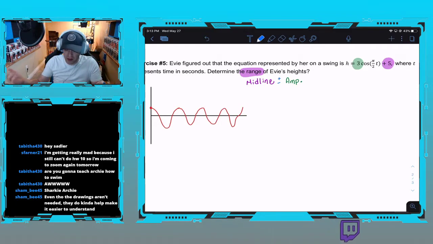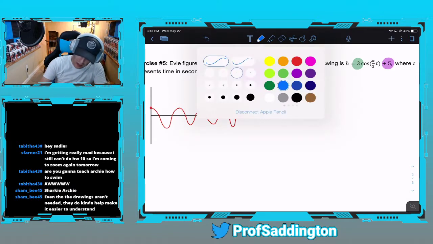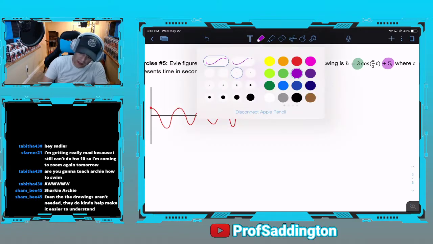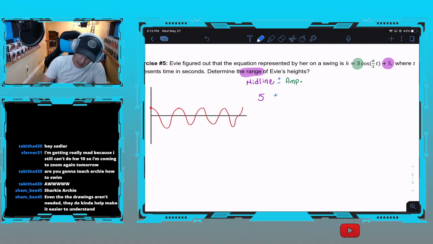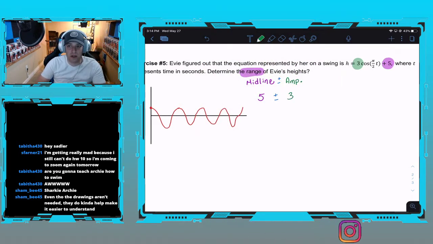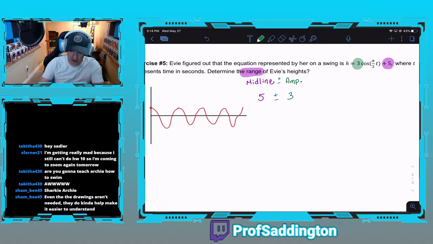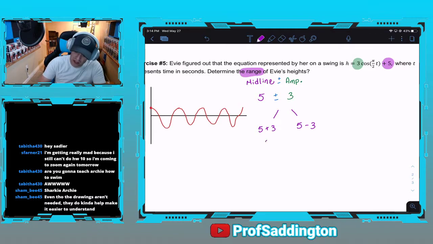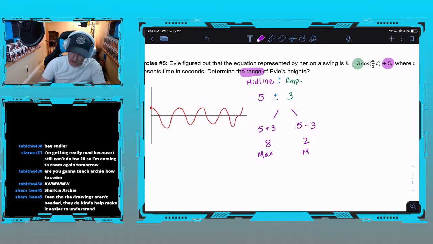So now that I have that, what I'm going to do is just plug in those numbers. So the first number is 5 because that is the midline. I'm going to add and subtract the amplitude, which is 3. So I just have to find those two answers. If I split them up, I'm going to have a 5 plus 3 and a 5 minus 3. So the 5 plus 3 gives me 8, and the 5 minus 3 gets me 2. So this one is my max, and this one is my min.